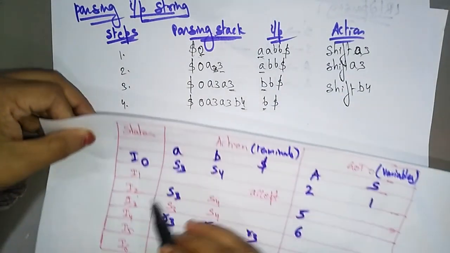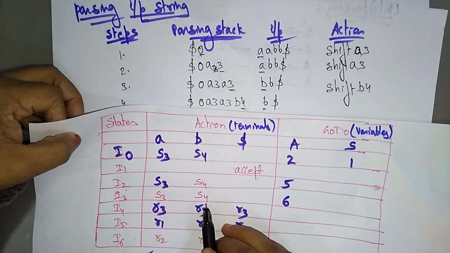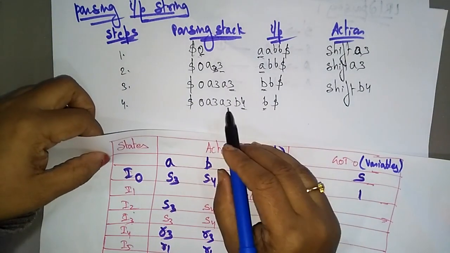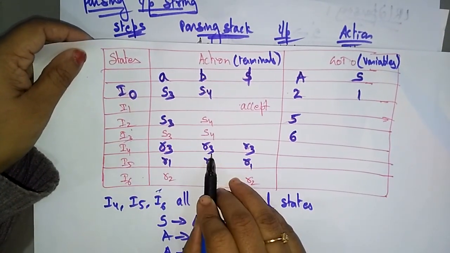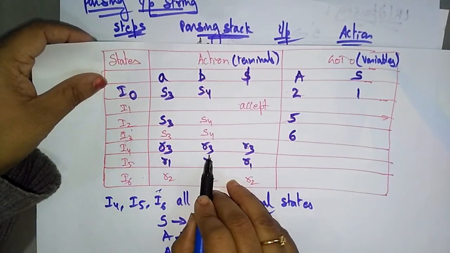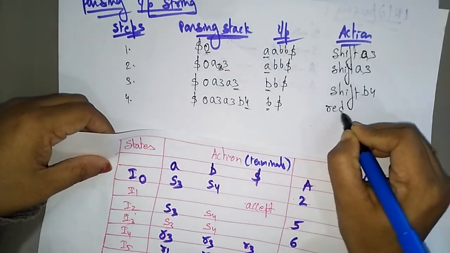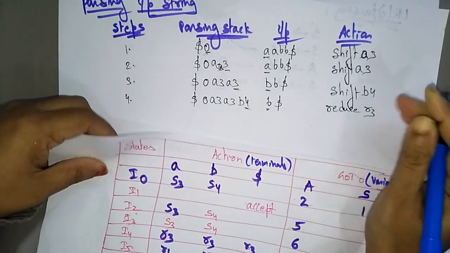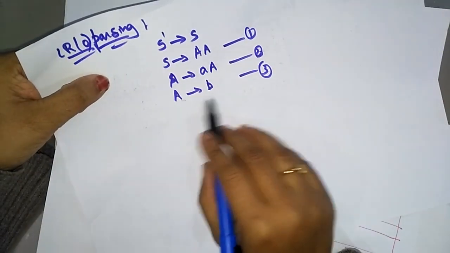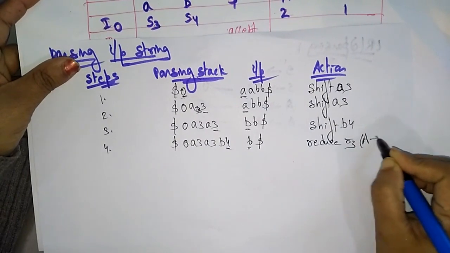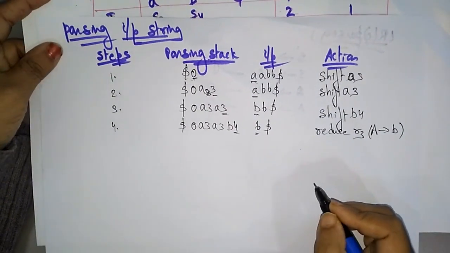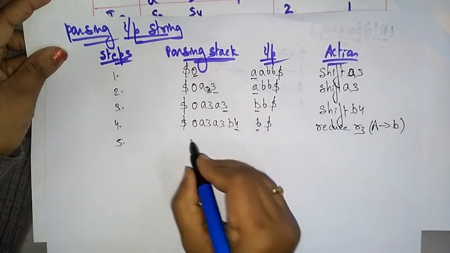So check 3 and B, it is S4, that is a shift 4. So I shifted. Now check 4 and B. 4 and B, what is it? This time you need to reduce R3. So what is R3 according to our productions? R3 is A determines B. So in place of that, you need to substitute capital A.